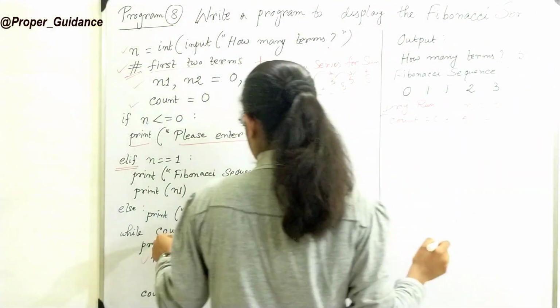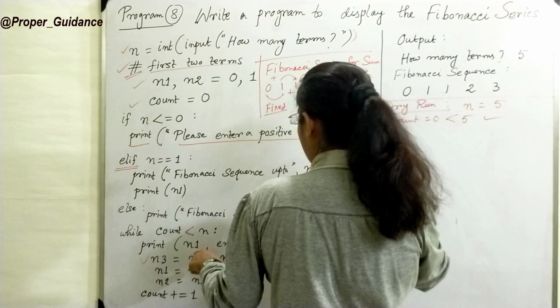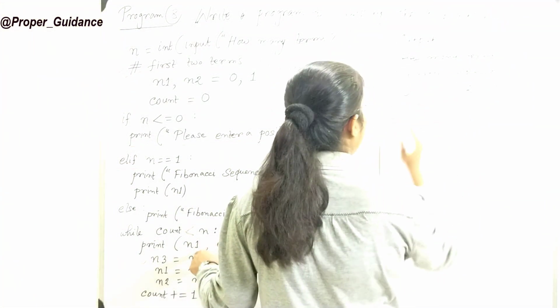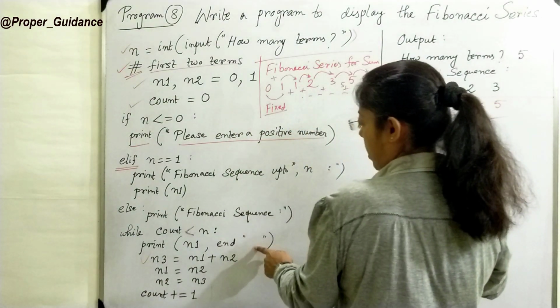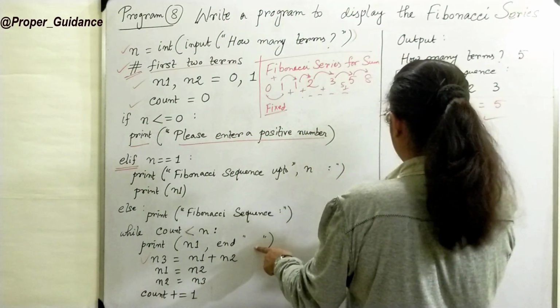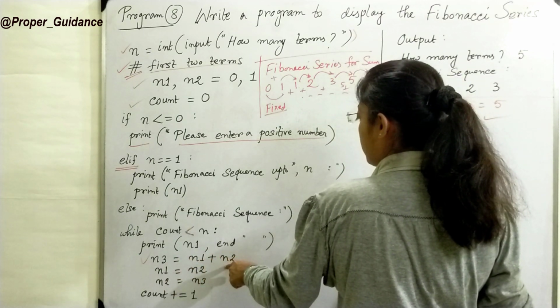0 less than n, 0 less than 5. Yeah, obviously 0 is less than 5. Now print n1. What is n1? n1 is 0. We are printing it. End space means here is a space, and n3 equals n1 plus n2.